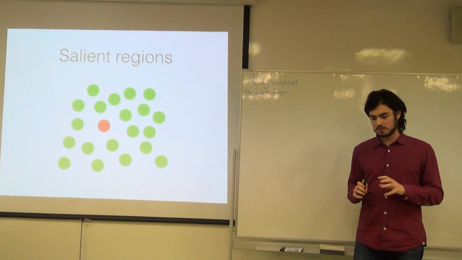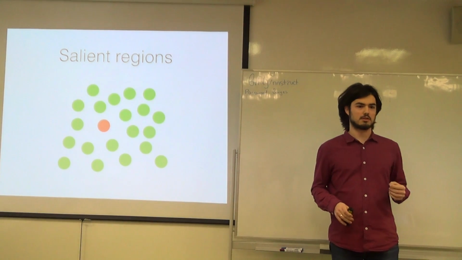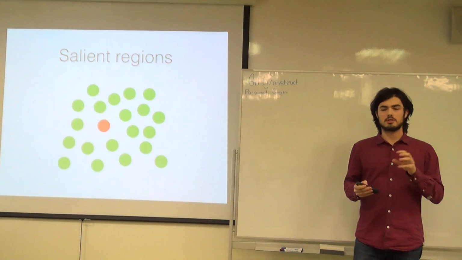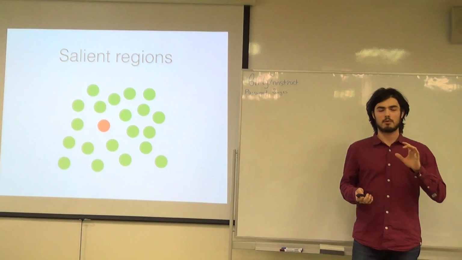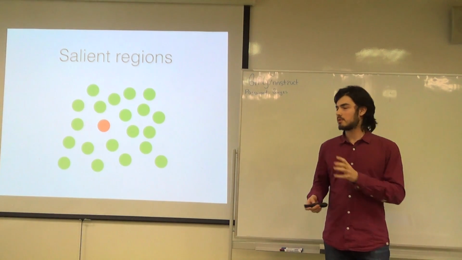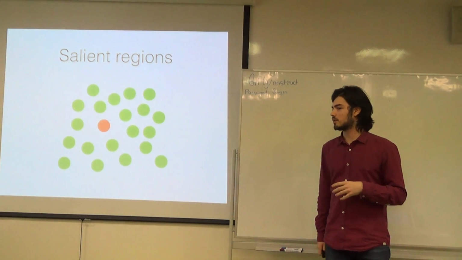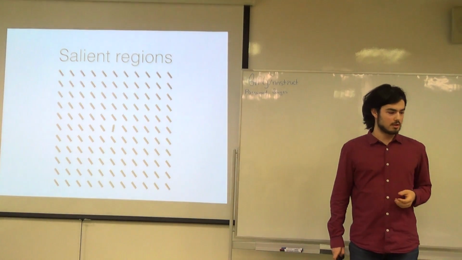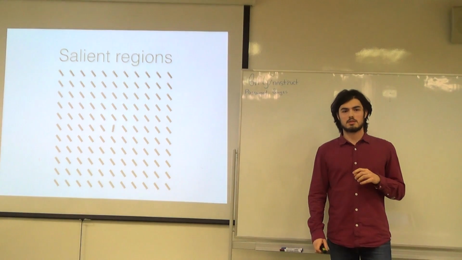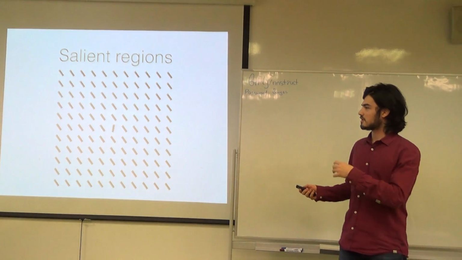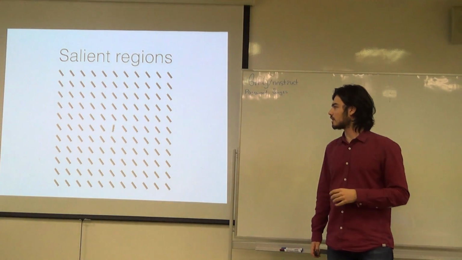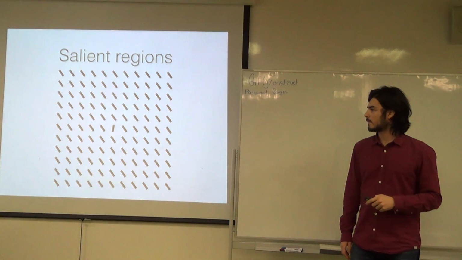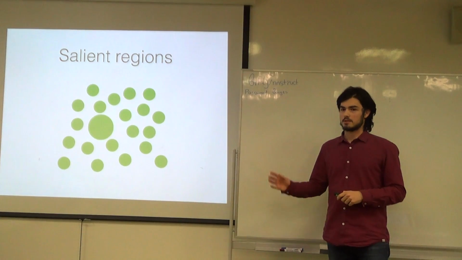The mechanism of attention is based on the notion of saliency. Salient regions are regions of an image that quickly pop up when you look at them. For example, if you look at this image, you will quickly notice the red dot, which is salient because of its color. Another example is saliency because of orientation. So here you can see the line that is vertical, and it quickly pops up because all others are diagonal. The third one is saliency by size.